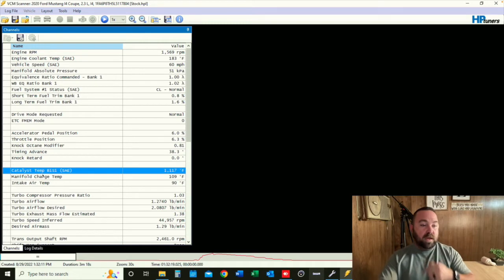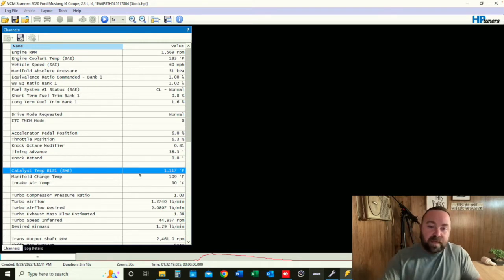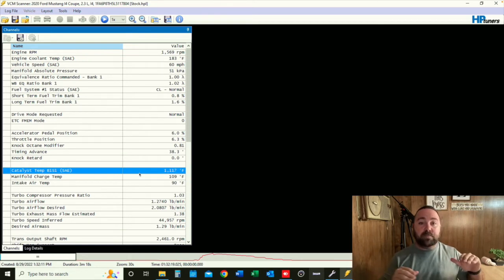So that's pretty cool. Catalyst temperature, you want to monitor that, not necessarily for safety precautions because who cares about that? I don't. But what this will do is alert you to certain areas of the factory calibration that are going to start limiting power depending upon how hot that piece of EPA garbage gets.